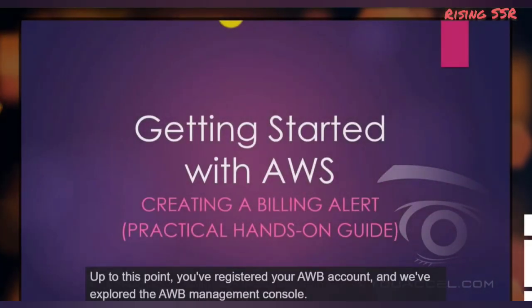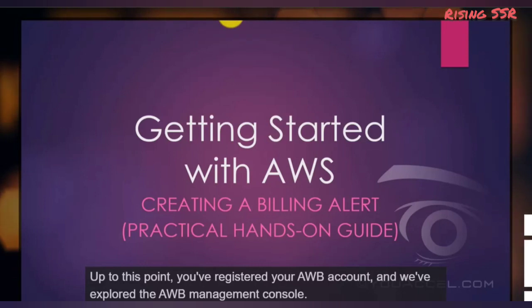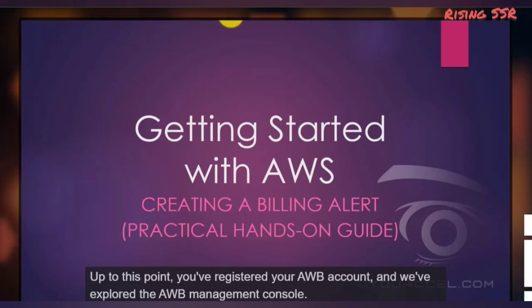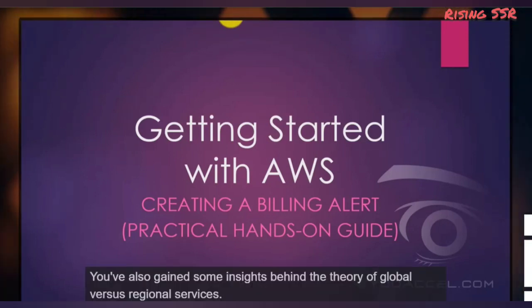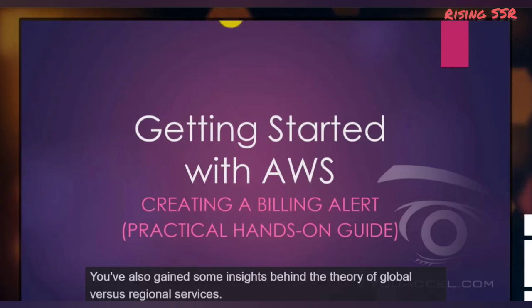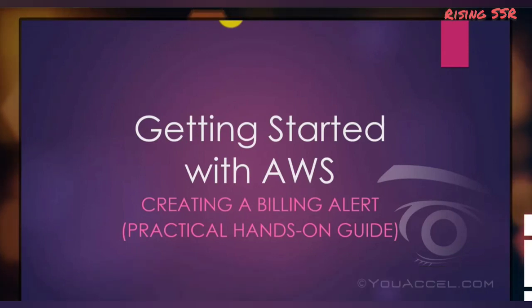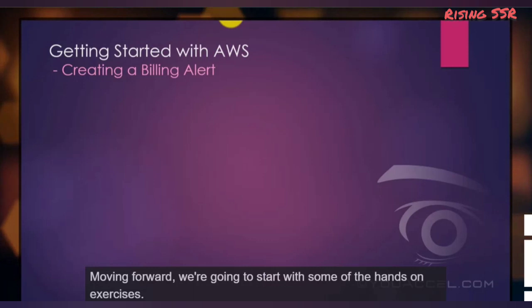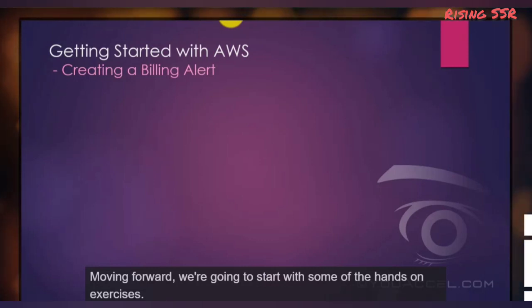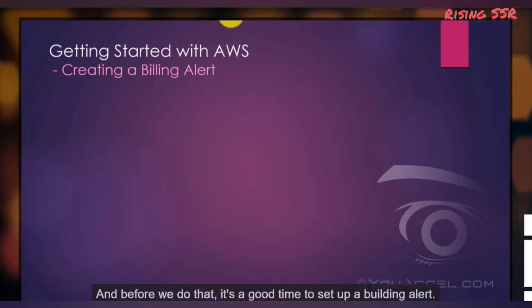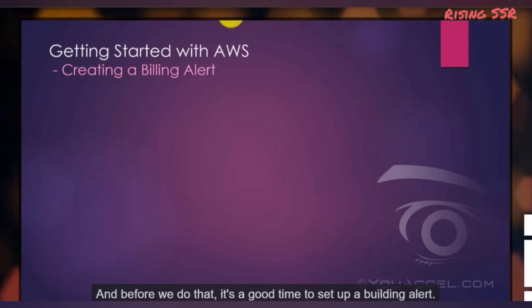Up to this point, you've registered your AWS account, and we've explored the AWS Management Console. You've also gained some insights behind the theory of global versus regional services. Moving forward, we're going to start with some of the hands-on exercises, and before we do that, it's a good time to set up a billing alert.